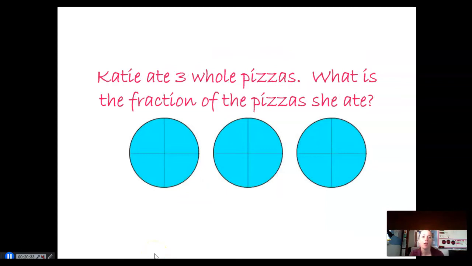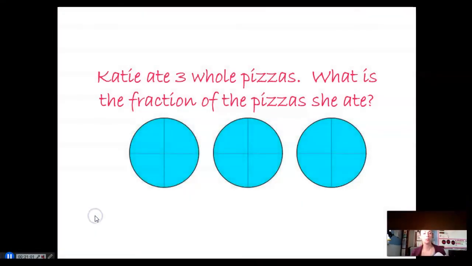All right, kiddos. Katie ate 3 whole pizzas. What is the fraction of the pizzas that she ate? First of all, notice that it says what fraction. You should set up your fraction like this. Now, after I set up my fraction, I should label it. The top of a fraction is what we eat. The bottom of a fraction is the total. So what did we eat? Well, let's look at our picture here. How many did we eat? Count them up. What did you get?